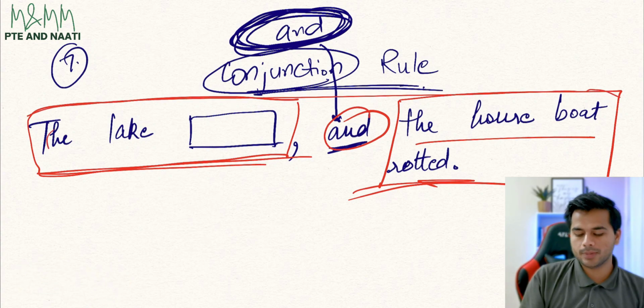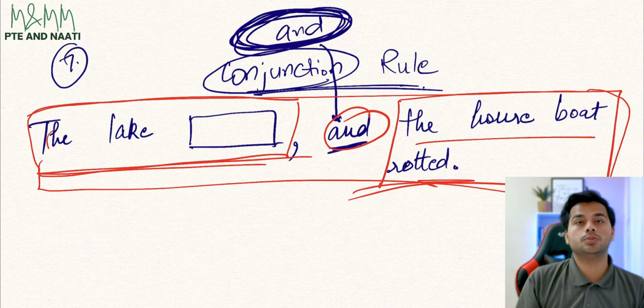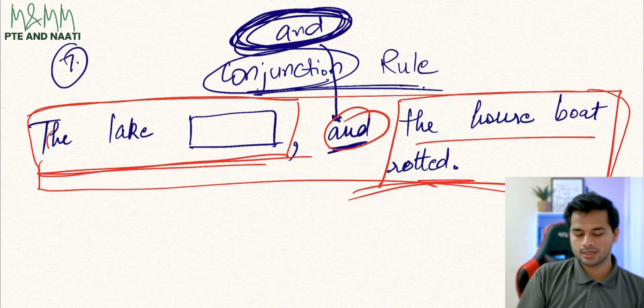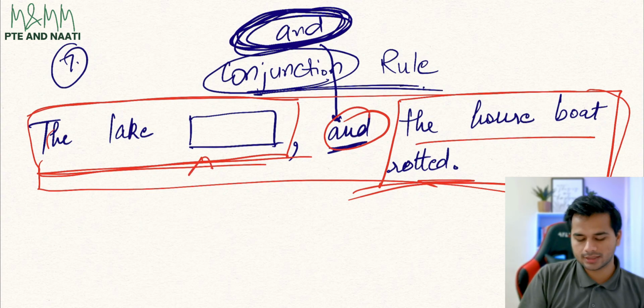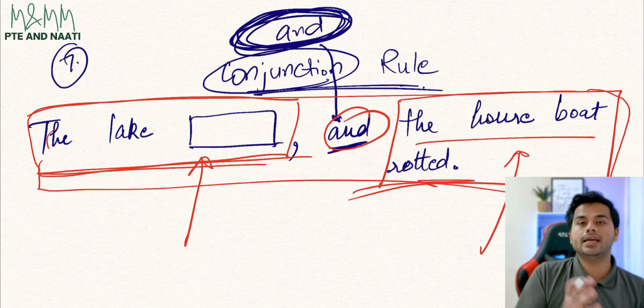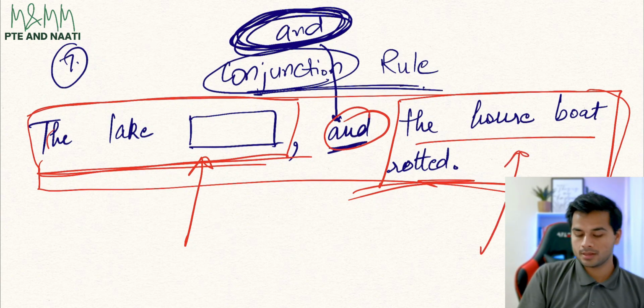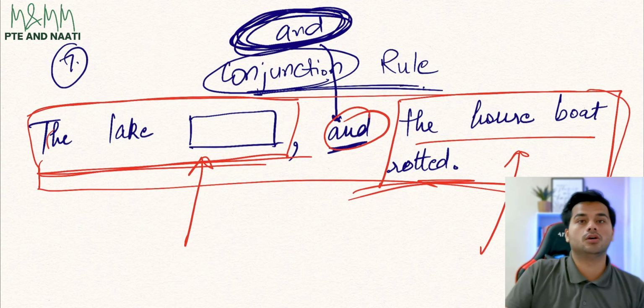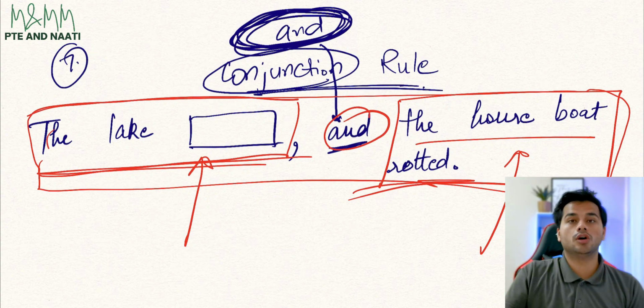A clause is just a part of a sentence which has got a main verb in it. So right now you can see the main sentence is "The lake dash and the houseboat rotted." But in this big sentence, I can see that there are two clauses. "The lake dash" is one clause. "The houseboat rotted" is another clause. Both of these clauses are combined with the conjunction "and".